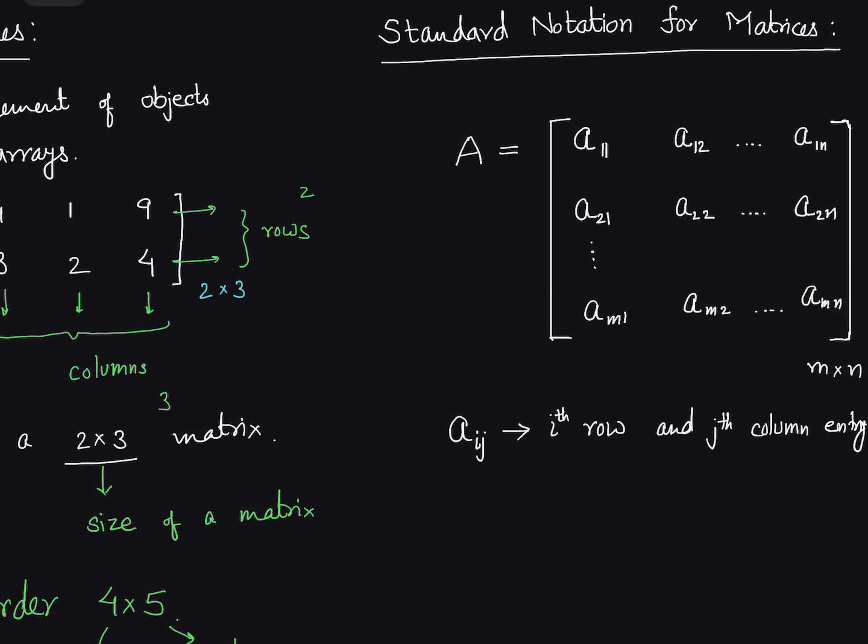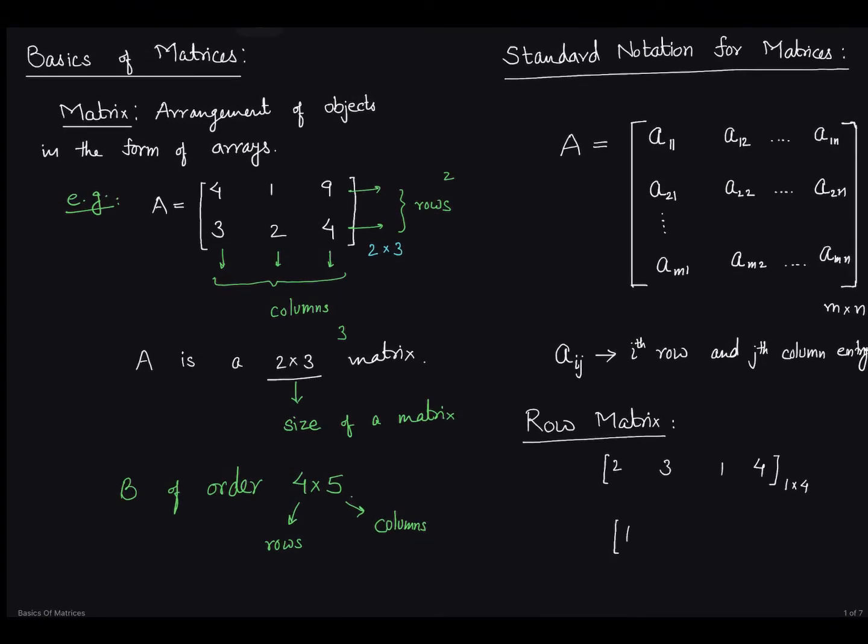Now let me discuss row matrix. Any matrix in which you have only one row is called a row matrix. For example, in this example you have 1 row and 4 columns. Another example, 1 row and 3 columns. Such types of matrices are called row matrices.